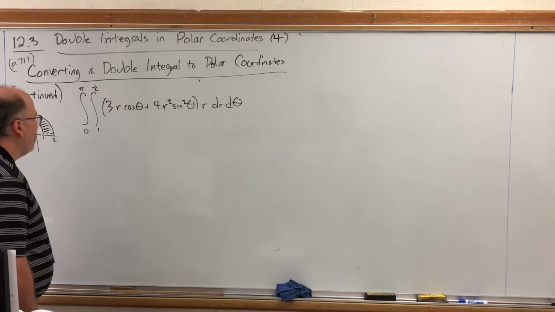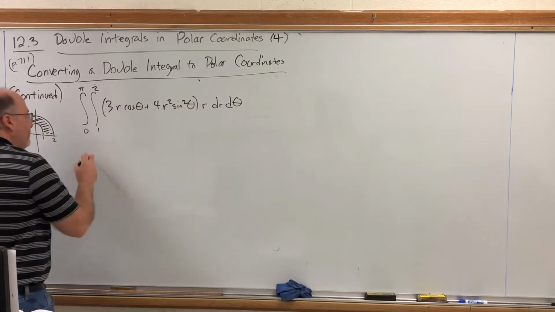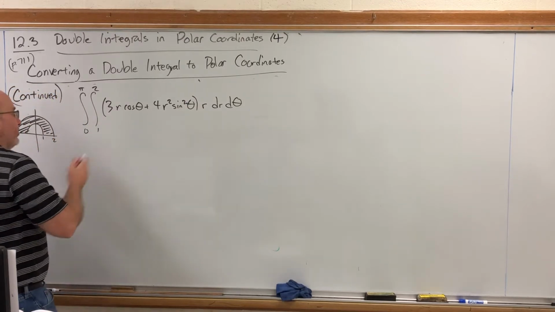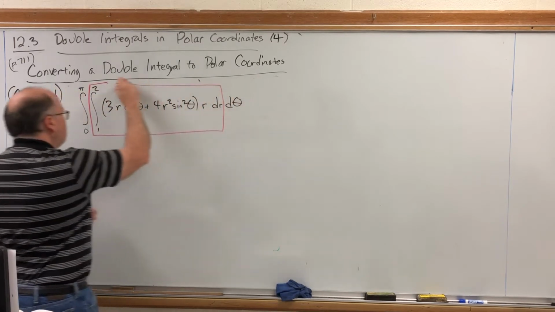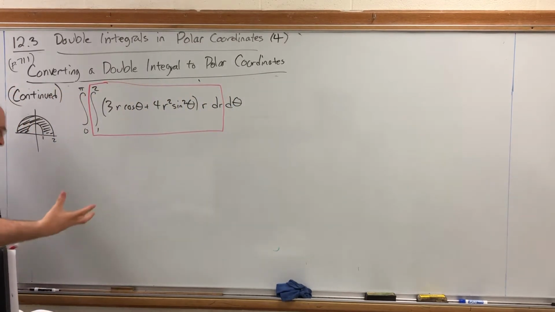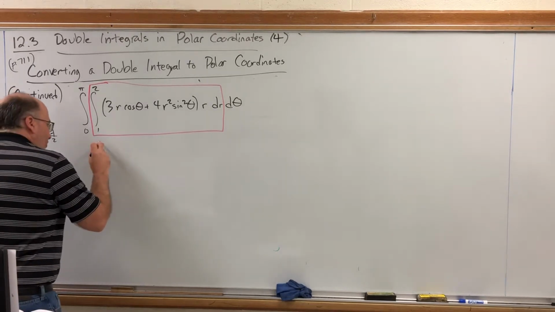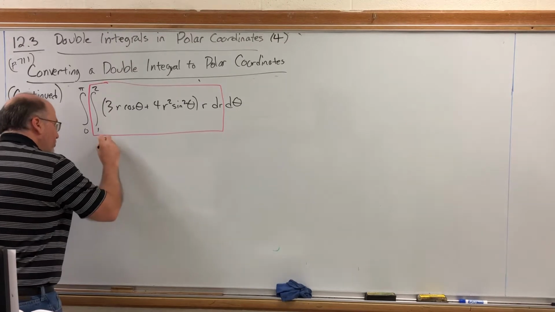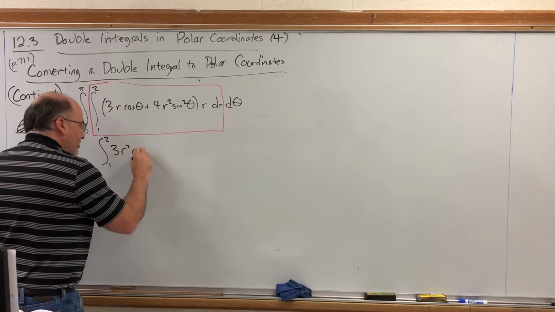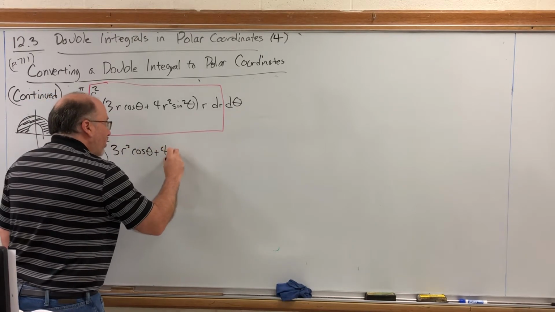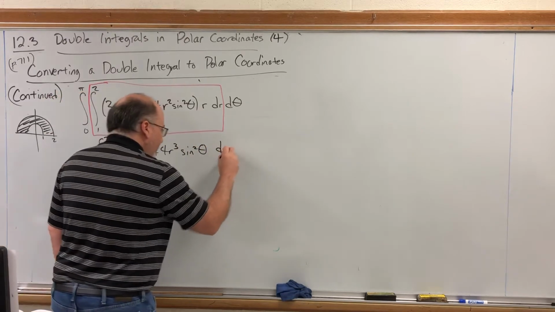If we're going to integrate first with respect to r, then we should probably go ahead and distribute this r. In fact, let's focus on the inner integral, the one integrating with respect to r. When we finish that, we'll import it back into the double integral and take it from there. So we integrate from 1 to 2, distributing the r: 3r squared cosine theta plus 4r cubed sine squared theta dr.